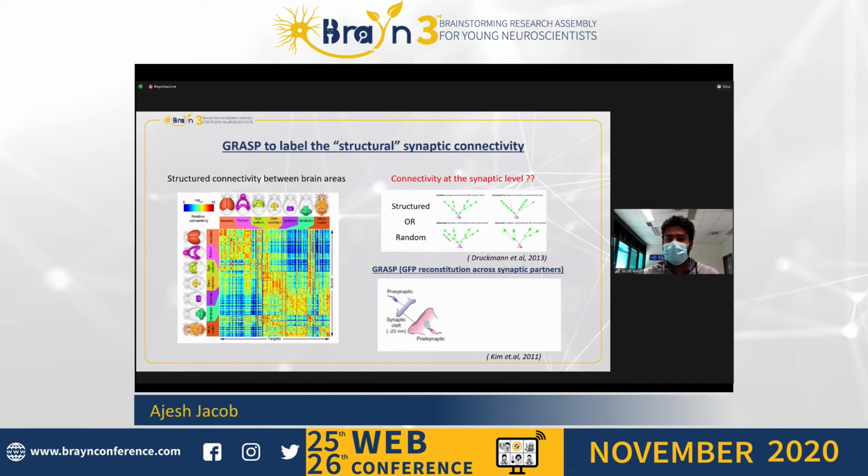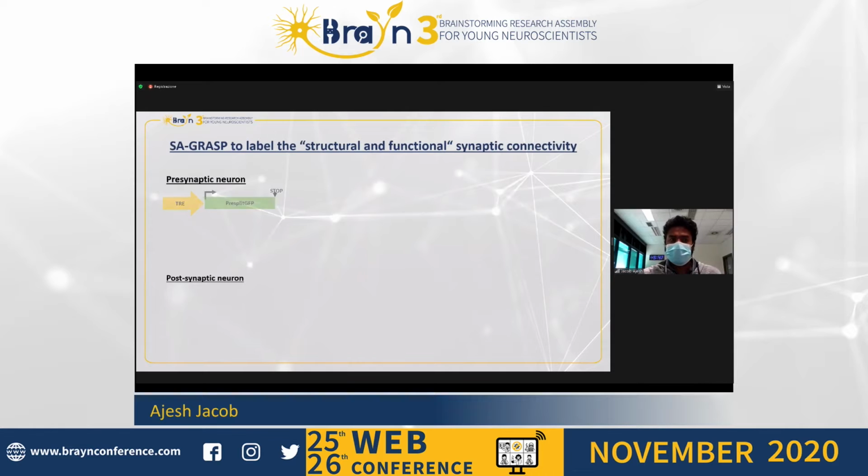Basically, in GRASP, half of the GFP is expressed from the presynaptic terminal, and the other half is expressed from the postsynaptic terminal. By themselves, they are not fluorescent, but when they come closer, as in the case of a synapse, they become fluorescent. We used this approach and made constructs to express the presynaptic split GFP and postsynaptic split GFP, and they are under the control of a tetracycline promoter.